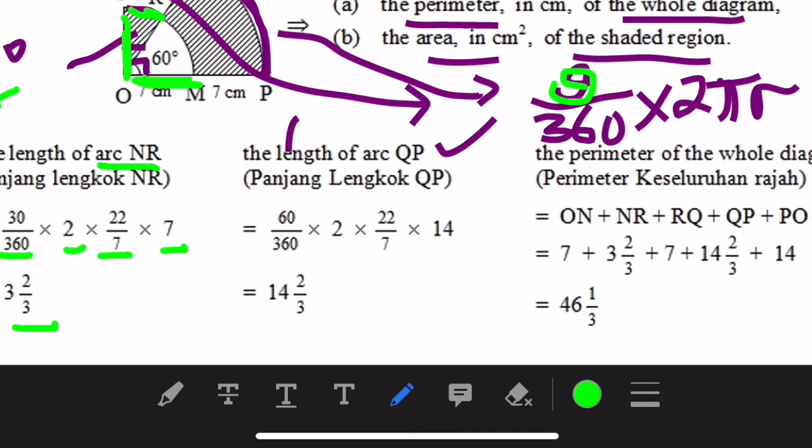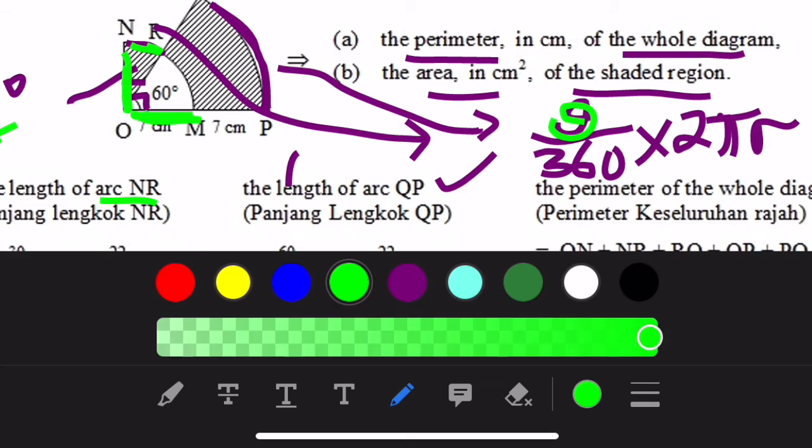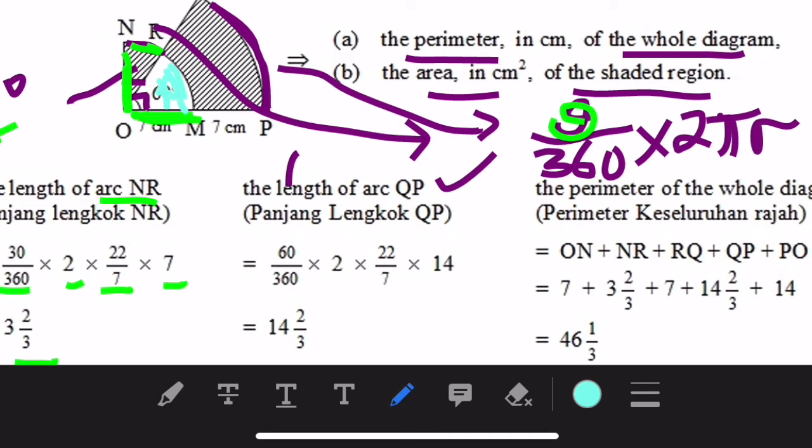Then the length of arc length QP. Now let's focus to the angle here. This angle, right, is 60. So you take 60 times 2 times pi. But remember, the radius, focus to the radius is 14. Okay, you can press your calculator. And perimeter of the whole diagram.